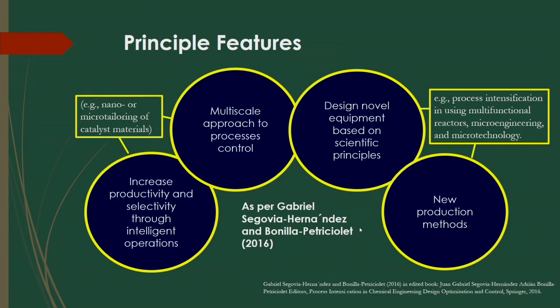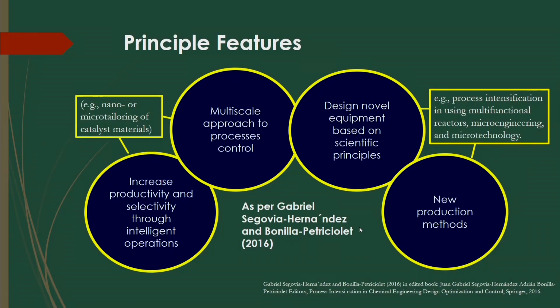Now, another feature, one of the important principal features of process intensification, is to increase the productivity and selectivity through intelligent operations. What are intelligent operations? In that case, you will see sometimes some materials being developed to enhance the productivity of the process, and also sometimes the process is integrated in a suitable way, so that you can increase the selectivity and the productivity of the processes.